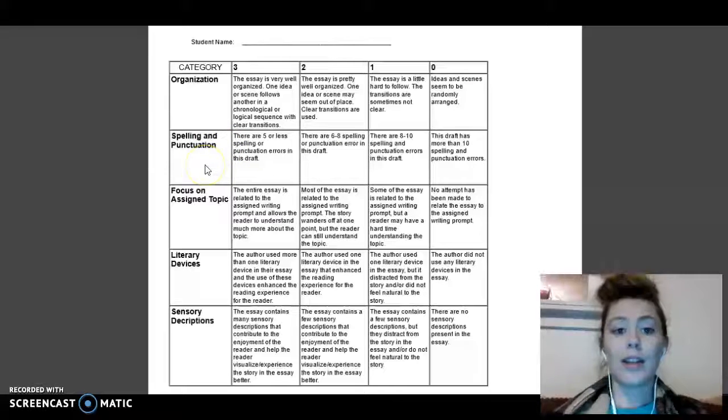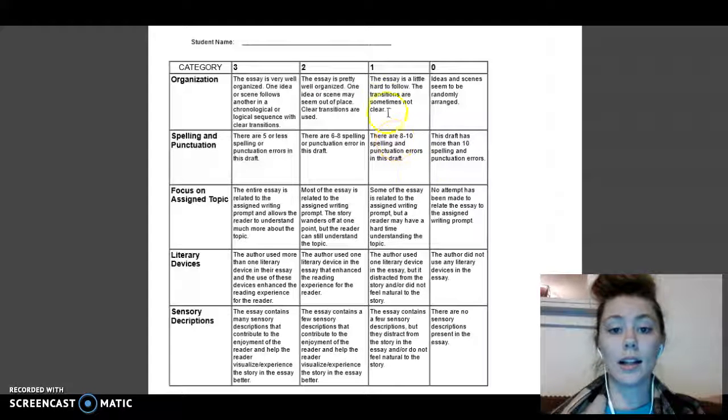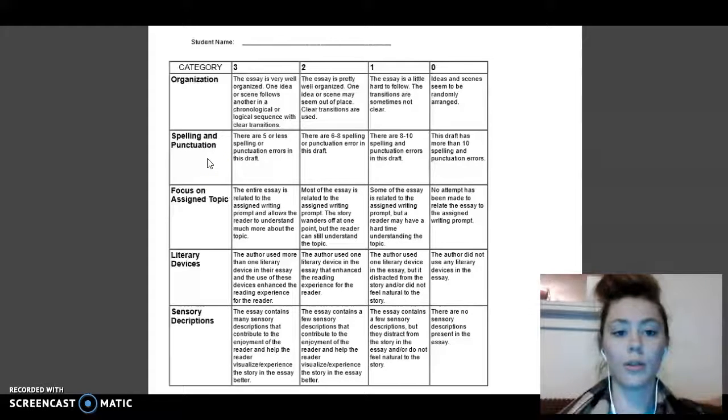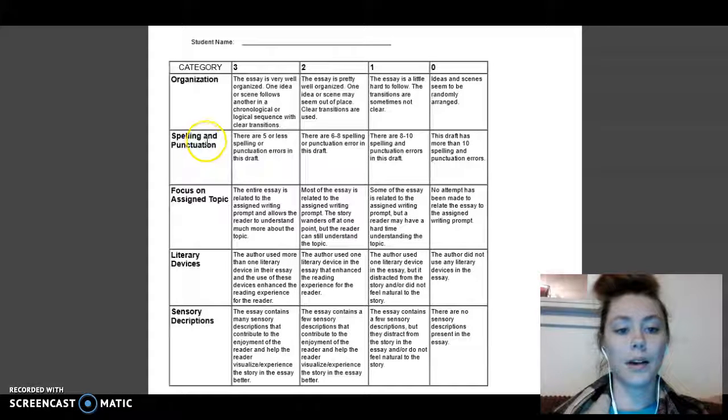Spelling and punctuation. In your first draft, spelling and punctuation are much more lax than they are in your final draft, which we will go through here soon. So for your first draft, you can have 5 or fewer errors if you want to get 3 points. If you have 6 to 8 spelling or punctuation errors, that's 2 points. If you have 8 to 10, that's 1 point. And if you have more than 10, that's 0 points. So you still need to check for spelling and punctuation, using a grammar checker or just your own eyes or whatever. But it's not as important as it is for your final draft.